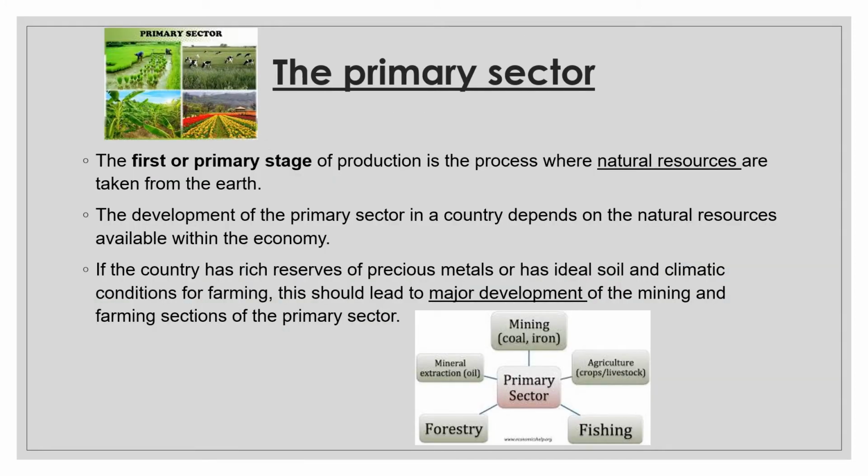So now we're going to first discuss the primary sector. The first stage in the production process is the primary stage, and this is the process where natural resources are taken from the earth. The development of the primary sector in a country depends on the natural resources available within the economy. If the country has rich reserves of precious metals or has ideal soil and climate conditions for farming, this should lead to major developments of the mining and the farming sectors.